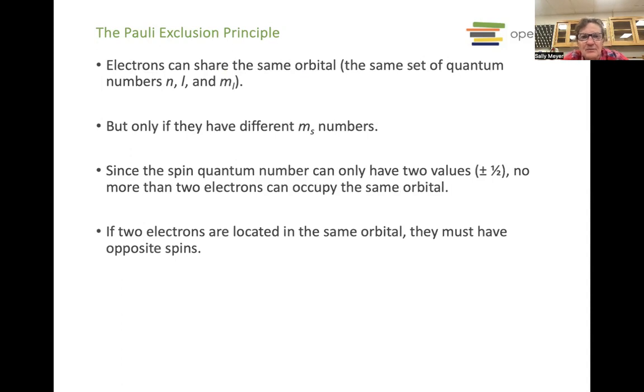So electrons can share the same orbital, but only if they have different m sub s numbers. And since the spin quantum number can only have two values, no more than two electrons can occupy the same orbital. So that's saying if we had an orbital, let's say we're talking about a p orbital in the n equals 2 state, it would have n equals 2, it would have L equals 1, it could have m sub L of 0, plus 1, or minus 1. And as soon as you pick one of those, you've picked one of the orbitals. And then the last quantum number, m sub s, could be plus 1/2 for one of the electrons and minus 1/2 for the other. And that's it. Then there's no more room.